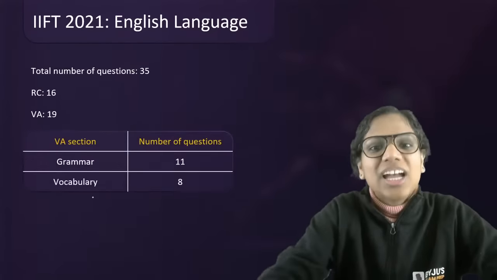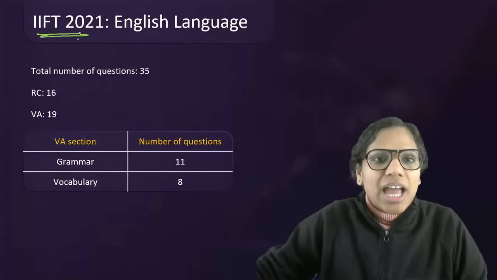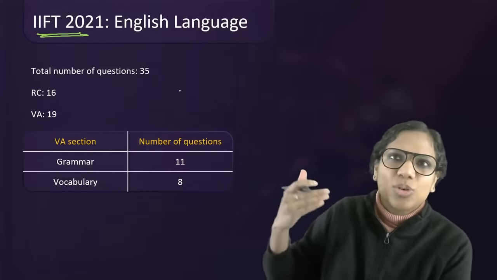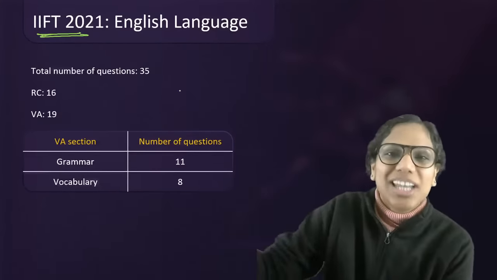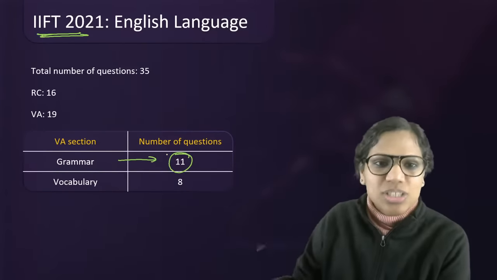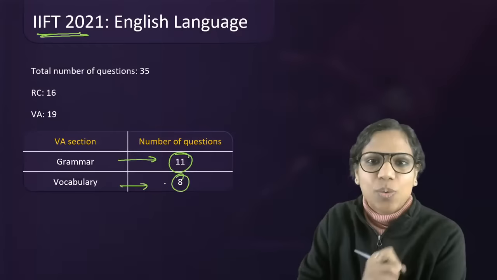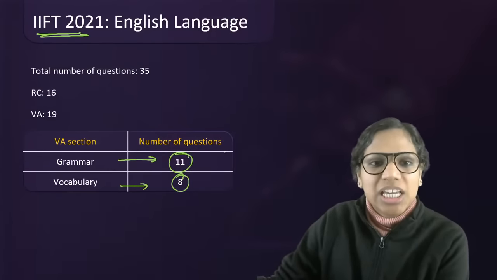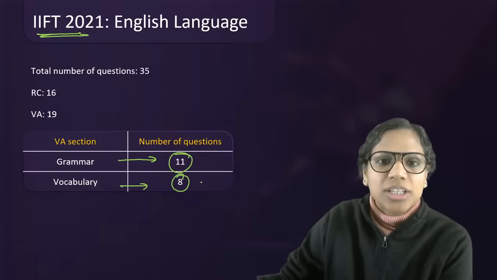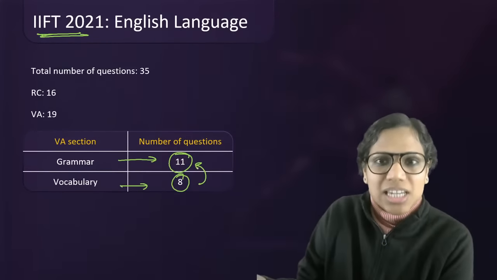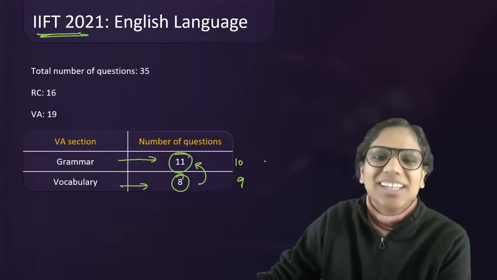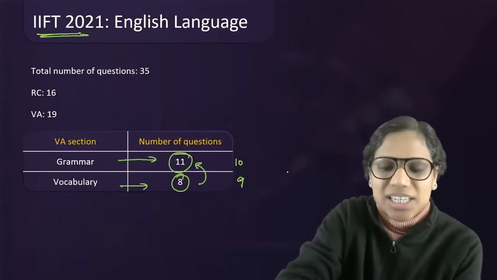Okay. So if I talk about IIFT 2021, more like I think IIFT calls it 2022, the IIFT that happened last year, right? Grammar carried 11 questions and vocabulary carried 8 questions. Okay, so 8 questions from vocabulary, 11 from grammar. All right, but then it's not that grammar is heavily asked as such, because let's say this number can become 9 here and 10 here. Okay, so it's pretty equal weightage, I would say.